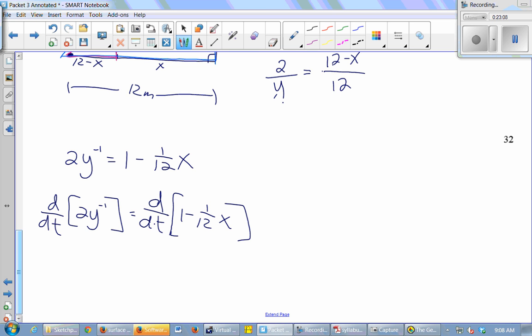Okay, so the derivative of 2y to the negative 1 will be what? Yep. And then times dy dt. Right. Can't forget the chain rule. All right, and then d dt of 1 minus 1/12 x. Well, the derivative of 1 is 0, so that just goes away. And then the derivative of negative 1/12 x is negative 1/12. But then I also have to multiply by the derivative of the x, dx dt.